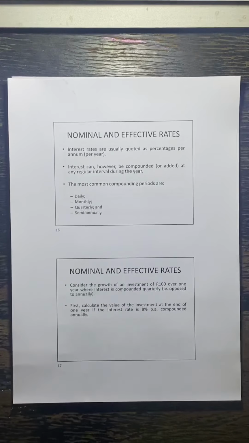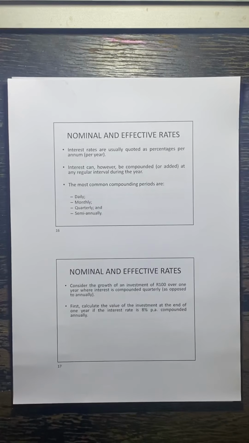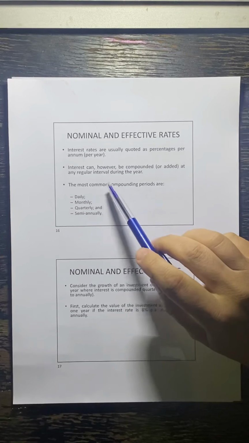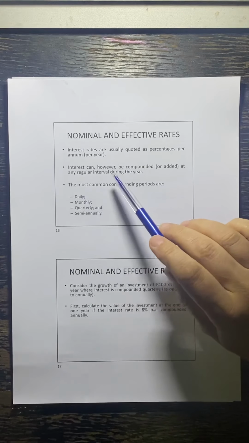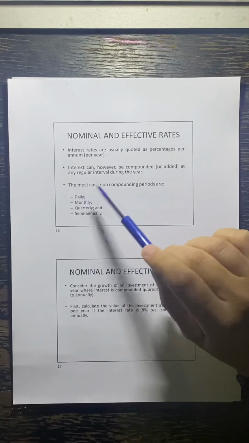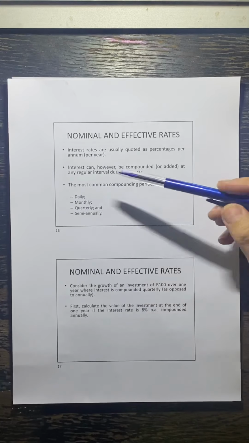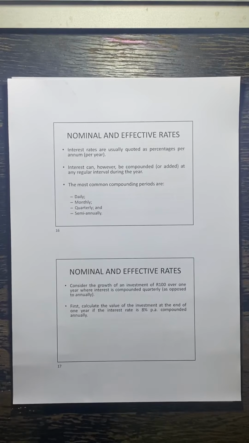interest rates are usually quoted as percentages per annum. In other words, per year. Interest can, however, be compounded or added at regular intervals, any regular interval during the year. The most common compounding periods are daily, monthly, quarterly, and semi-annually.